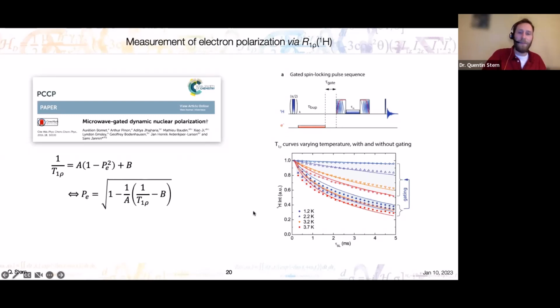Again, this is not exactly the model that they use, but this is for simplicity. So now we are able to know the polarization also when the microwave is on. In that case, they measured and then calculated that the polarization under microwave irradiation was about 50% at 1 Kelvin and almost 7 Tesla.